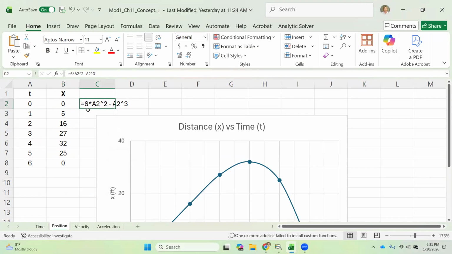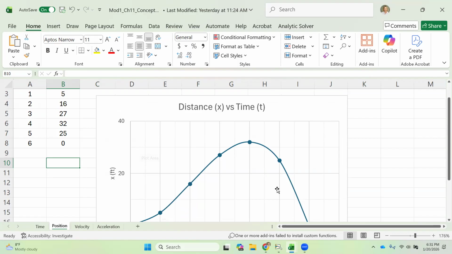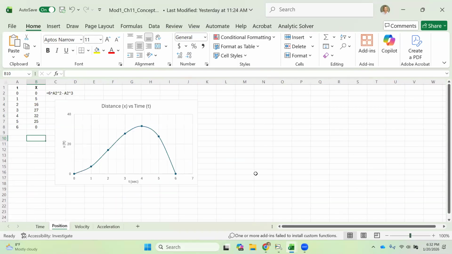So this is going to be equal to 6 times A2. A2 is the cell here for the time, squared, so it has the caret 2 there, minus A2, which is the time, cubed, okay, caret 3. So that's what's programmed in here, and then it's dragged all the way down so that we get our values of what is the distance for each one of these increments in time. Then once we have those increments in time and we have the x's programmed, we're going to use those 2 columns to create the chart of the graph.